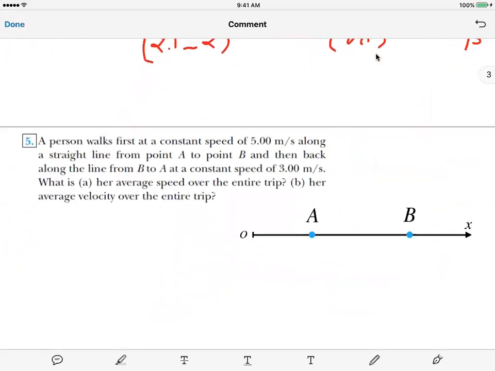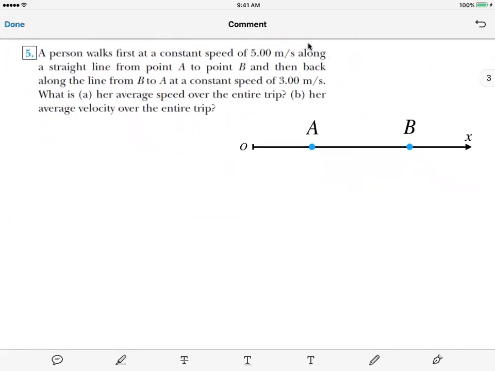Let's go now to the second exercise. A person walks first at a constant speed of 5 meters per second along a straight line from point A to point B, and then back along the same axis, from B to A, at a constant speed of 3 meters per second. First question: what is the average speed of this person over the entire trip, the full trip? And what is her average velocity over the entire trip? So what is the average speed and the average velocity?